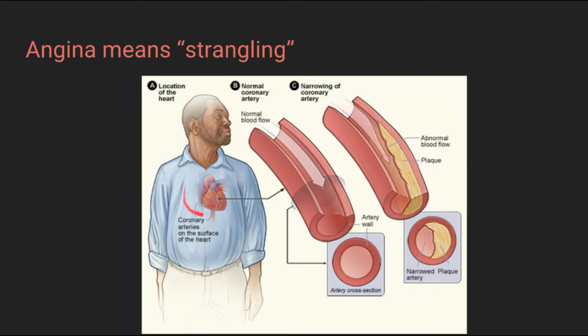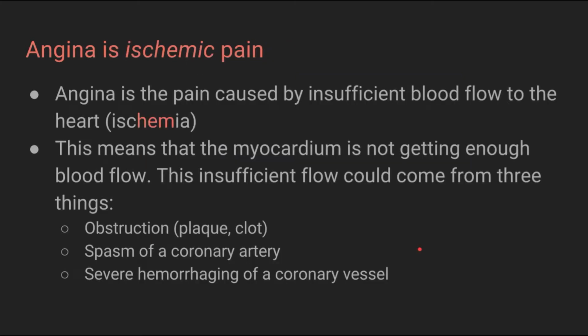So angina, also known as angina pectoris, is chest pain that is felt when blood flow is impaired in an artery that supplies the heart. Angina is ischemic pain. So remember, the word ischemia has this root word, heme, in it. And when you think heme, you always think blood. So angina is that strangling due to ischemia. It's caused by insufficient blood flow to the heart.